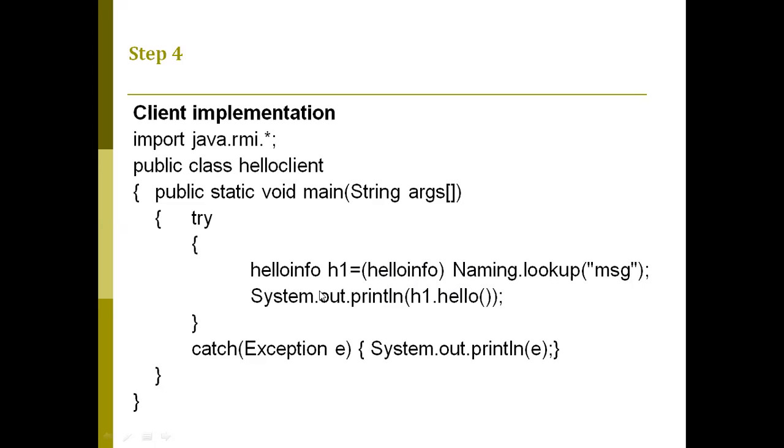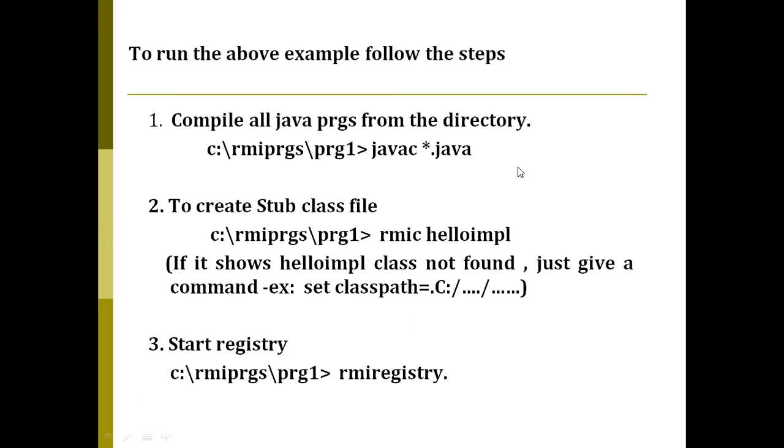Then here we are just creating the reference of hello info, h1 is equals to, and whatever is going to get returned from this, it will get assigned over here. The return type of naming dot lookup is remote. That remote is nothing but the interface. So hello info, I have to typecast that remote interface to hello info interface. And then system.out.println h1 dot hello. Again, we have to catch some exceptions. So these are the 4 steps that we need to follow for RMI program.